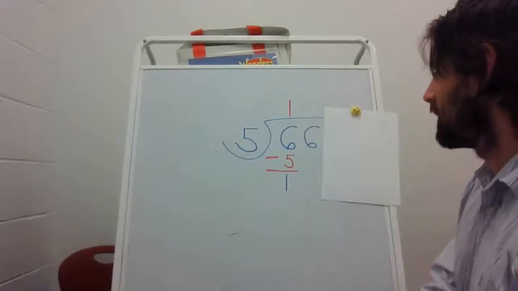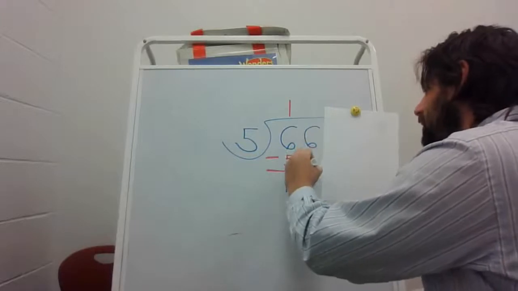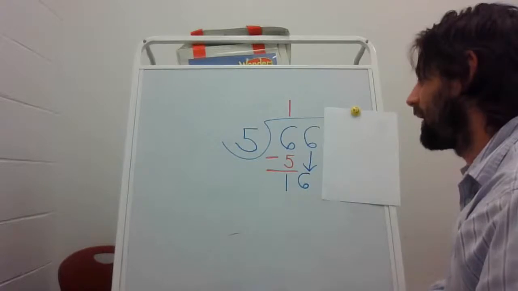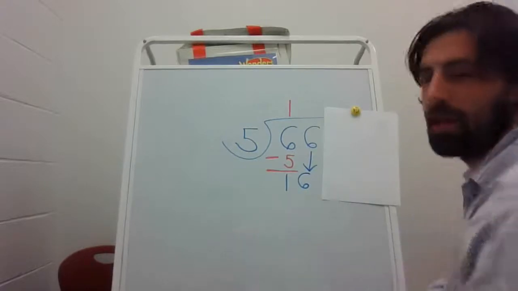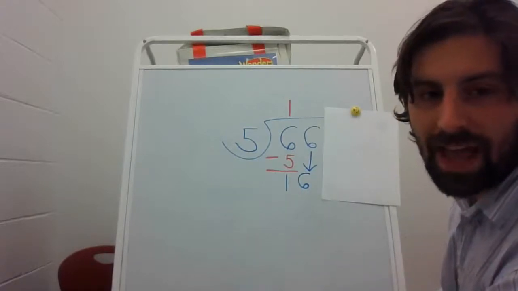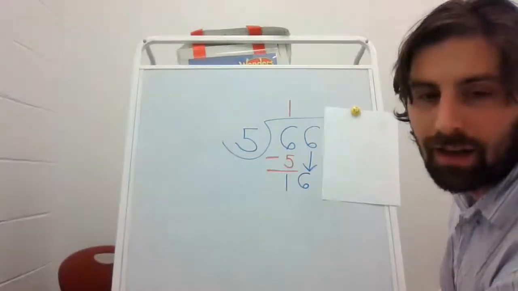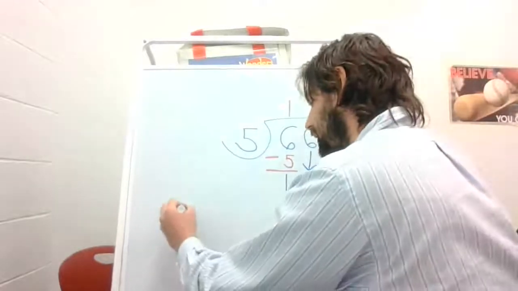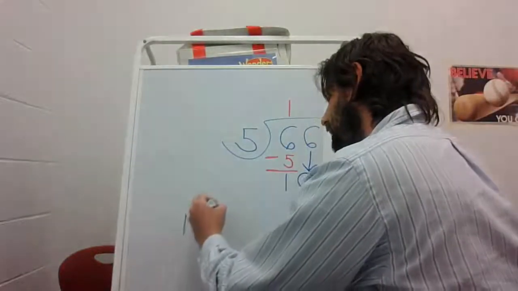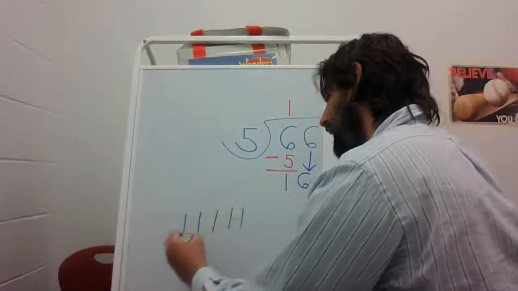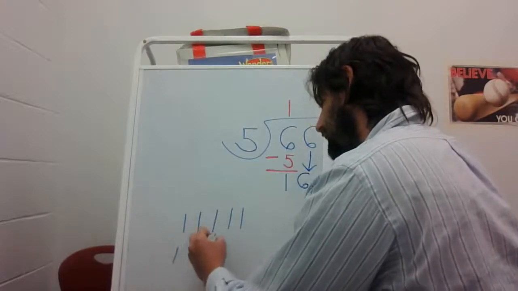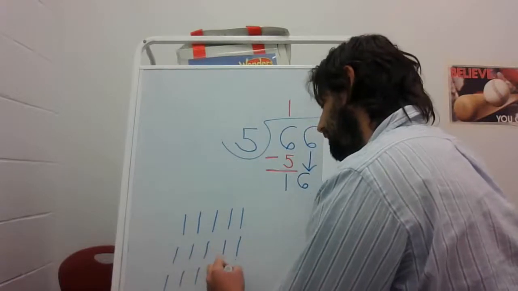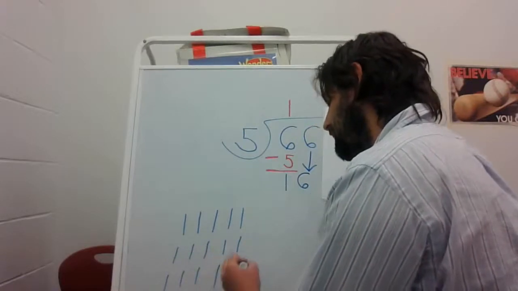All right. So now we're going to bring down the next number. I'm going to bring down the 6. So now we have 16 divided by 5. So I am going to draw 16 total tallies. I can make them in rows of 5, or I'll make them across. I'll make them in rows of 5. 1, 2, 3, 4, 5, 6, 7, 8, 9, 10, 11, 12, 13, 14, 15, 16.